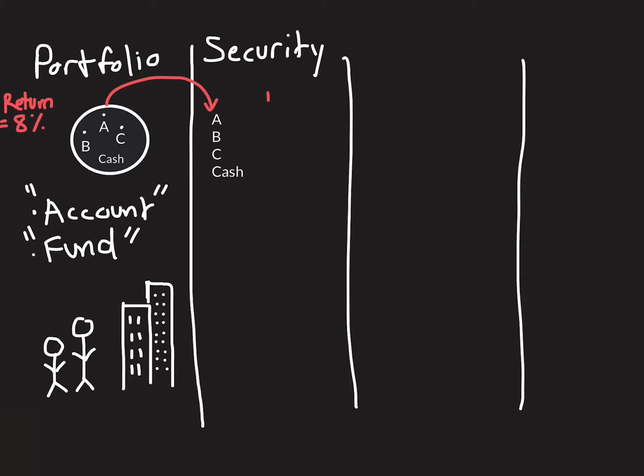Well, some systems will enable you to run a security level performance report. For example, if we run that report here, we might see that security A earned 11%, security B earned 7%, and security C earned 5%, and cash earned a 0.1% return. Now, security level returns can become very complicated because there are many further calculations we can do. I won't cover these here because it takes a lot of time, and I actually have multiple videos dedicated to this topic.